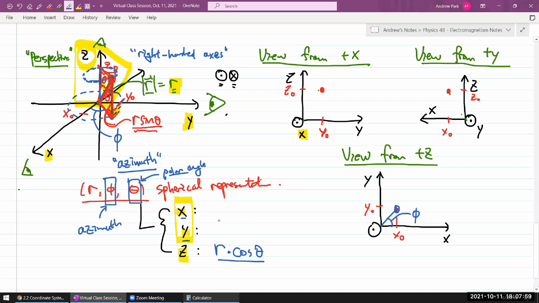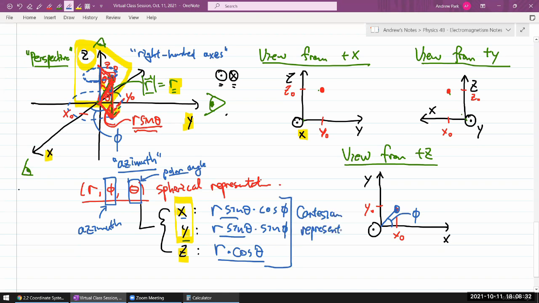So when you work it through, your x component should be r sine theta times cosine phi, and the y component should be r sine theta, since we are starting from the same hypotenuse, times sine phi. So this is the translation from the spherical representation to the Cartesian representation.